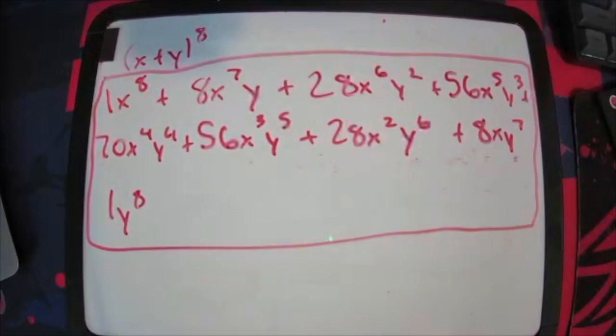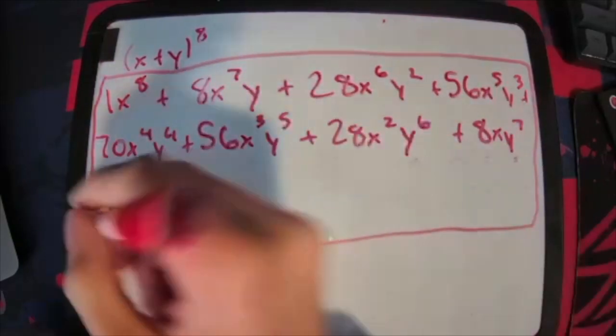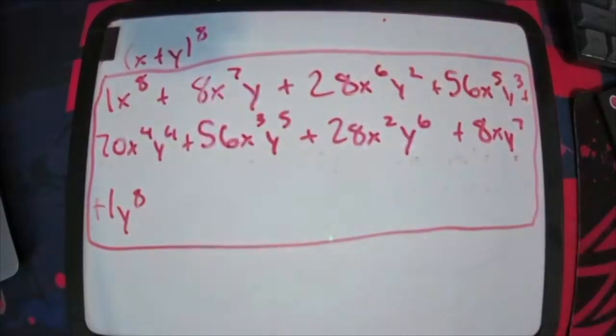So our final answer is x to the 8th plus 8x to the 7th y plus 28x to the 6th y squared plus 56 times x to the 5th times y to the 3rd plus 70x to the 4th y to the 4th, 56x cubed times y to the 5th plus 28x squared y to the 6th plus 8xy to the 7th plus y to the 8th. And once again, I forgot an addition sign. But that is our final answer.